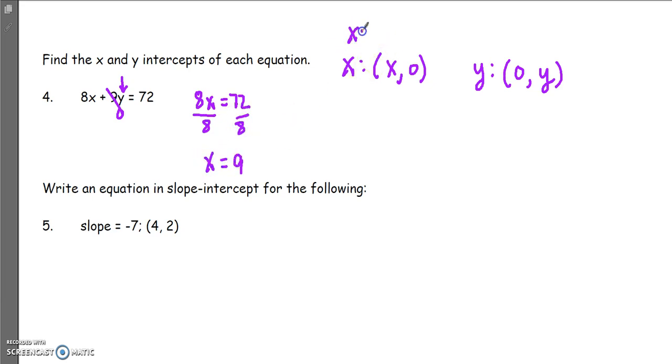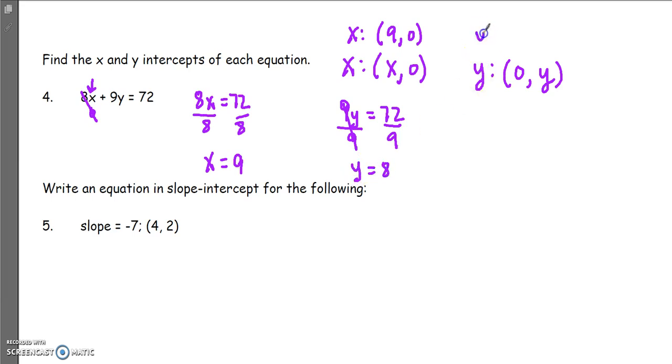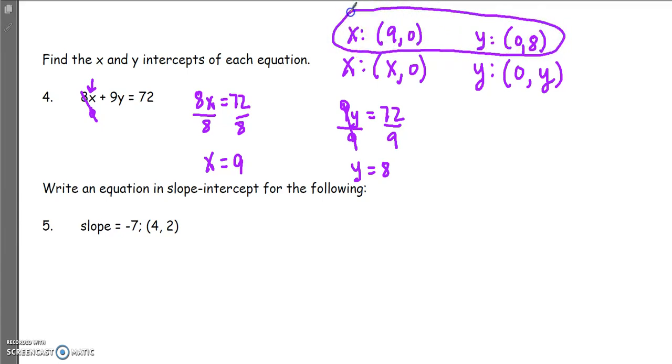So my x-intercept is going to be 9, 0. I can do the same thing for my y. Let me erase that. Okay, if I want to find the y-intercept, I replace my x with 0. So 8 times 0 is 0. So again, basically that's gone, and it just leaves 9y equals 72. Divide both sides by 9, and my y will equal 8. So my y-intercept is going to be 0, 8. So here would be my answer for number 4.